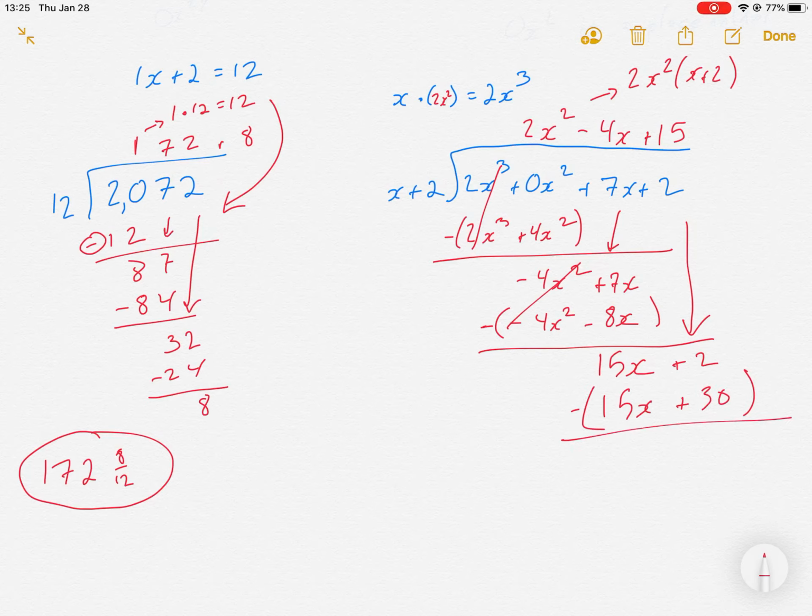Go ahead and subtract all of that. 2 minus 30 is negative 28. And so I could go up here and write down that my remainder is negative 28.